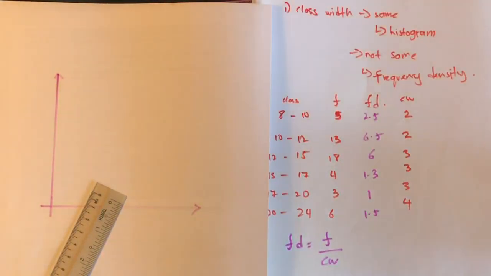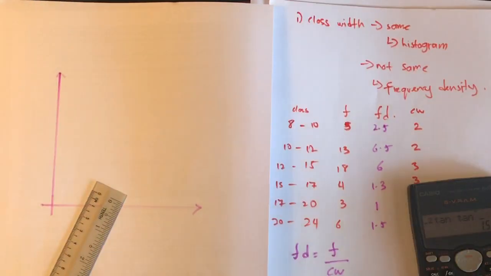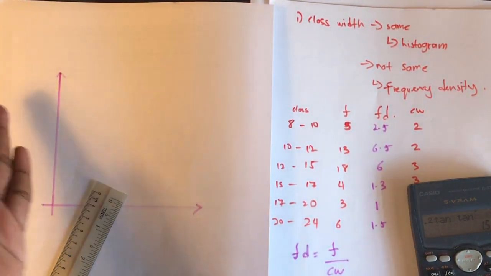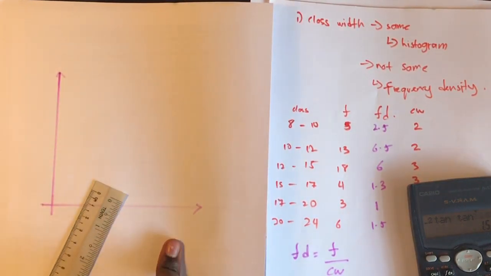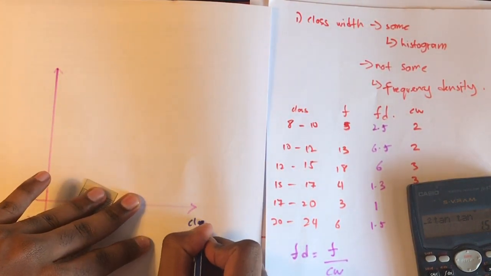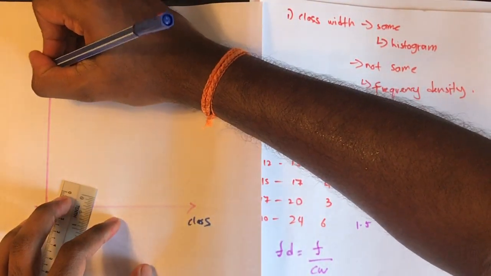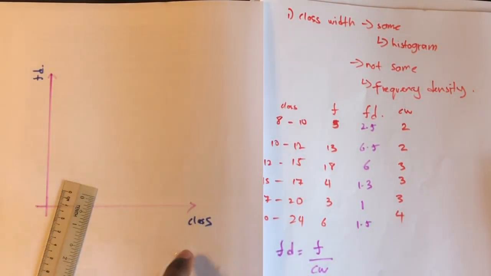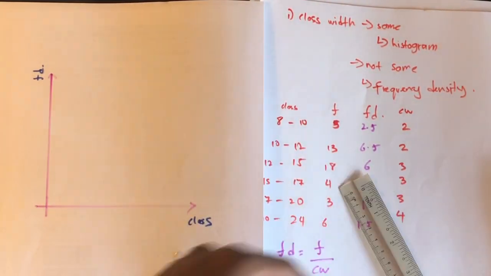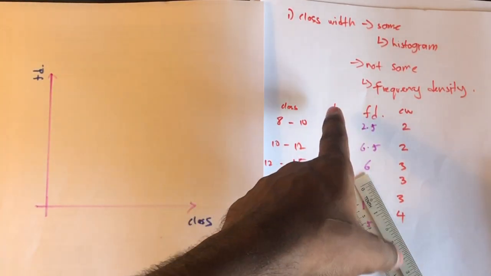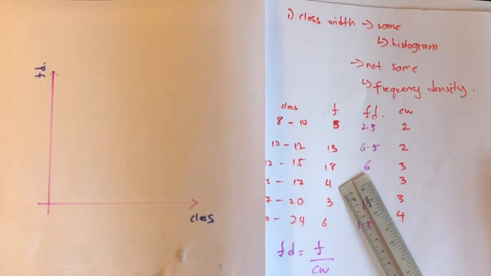Now let's see, do I have any other color besides this common color? Oh yes, I have a purple color. Like I said initially, your y-axis is usually your frequency and the x-axis is your class. So this is class. But instead of using frequency, we will be using frequency density here. I repeat, instead of frequency, we will be using frequency density. The reason why we use frequency density is because our class width is not the same. Take note of this. When your class width is not the same, you have to use frequency density.